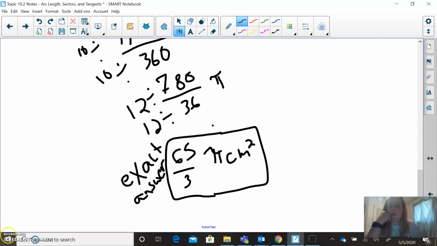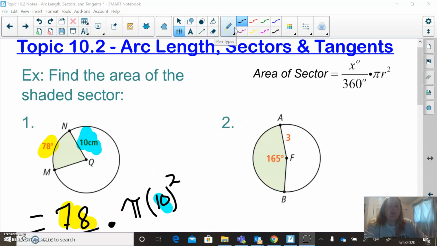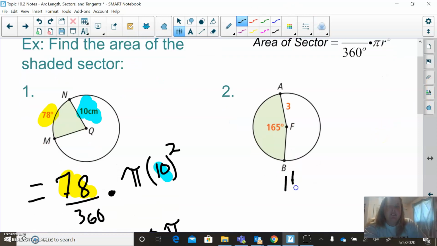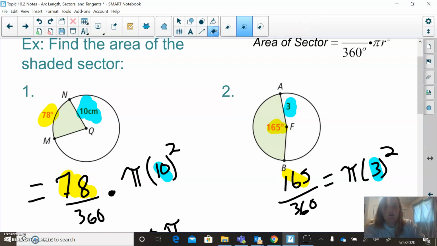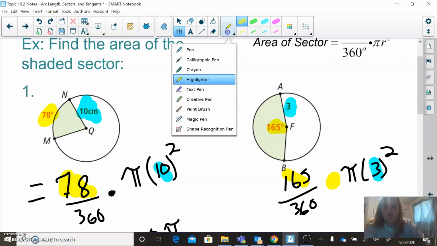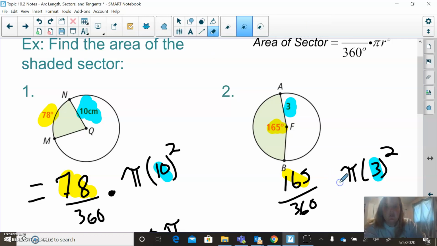Alright, guys, let's do example number 2, and we're going to use the same formula again. We have 165 over 360 multiplied by pi r squared, which is 3 squared. The 3 came from there, and the 165 came from here. And it's not equals, it's multiply. I'm sorry, guys. Multiply.